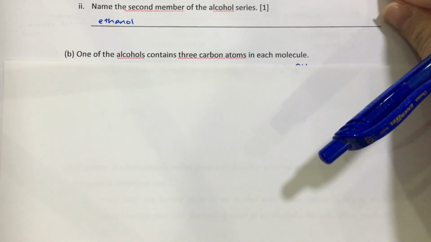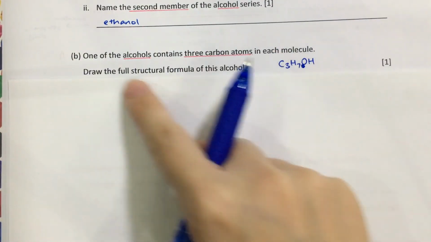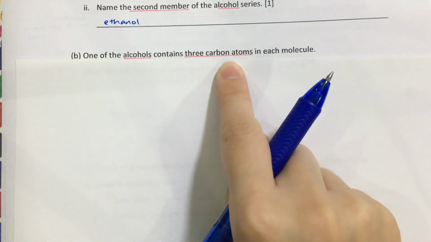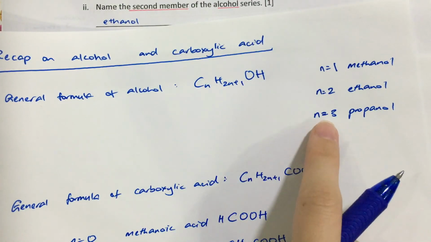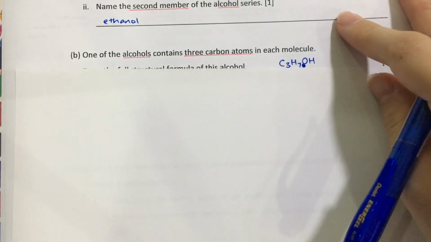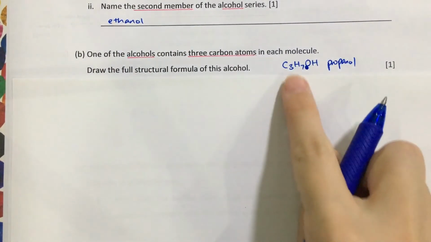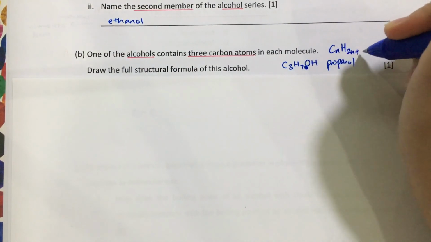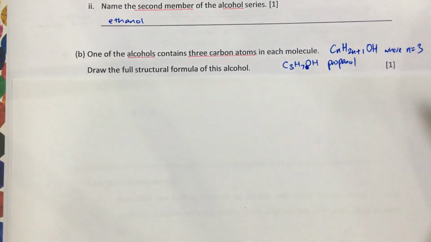Next one. Part B. One of the alcohols contains 3 carbon atoms in each molecule. Draw the full structural formula of this alcohol. So they say 3 carbon atoms. For an alcohol to contain 3 carbon atoms, n must equal 3. So we're talking about propanol here. Propanol will be C3H7OH, based on the general formula CnH2n+1OH, where n equals 3.